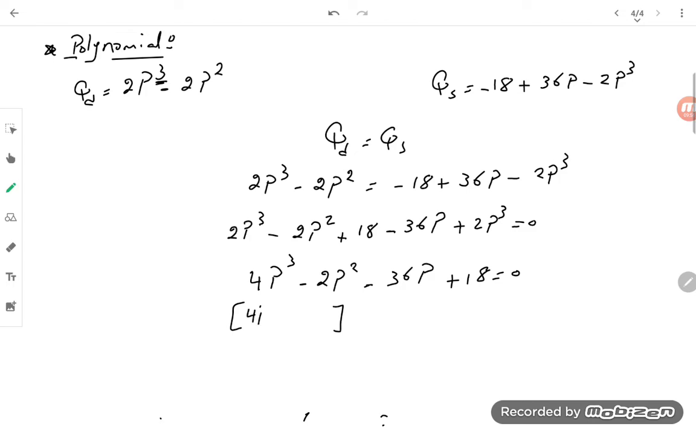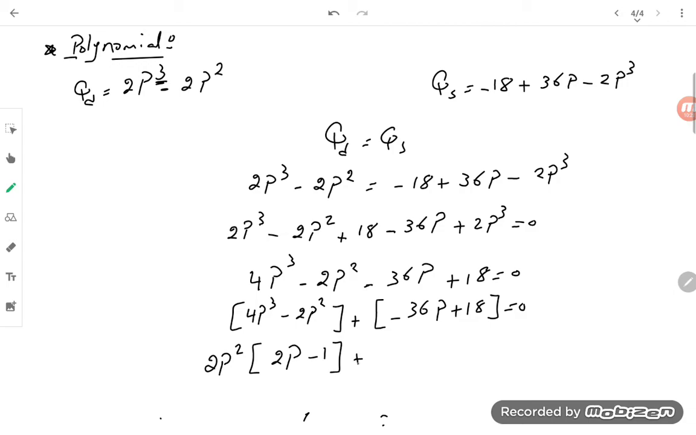4b to the power 3 minus 2b squared plus negative 36b plus 18 equals 0. Now we can take a common factor from bracket number 1, which is 2b squared, 2b minus 1. And we can take a common factor from the second bracket, which is negative 18, multiplied by 2b minus 1.